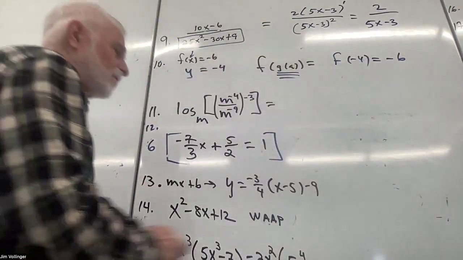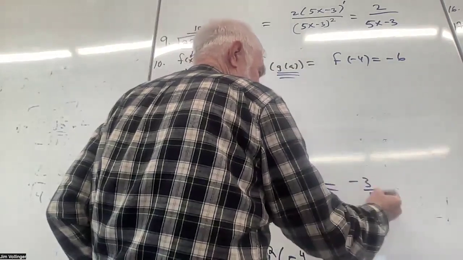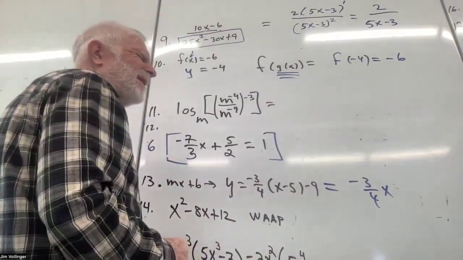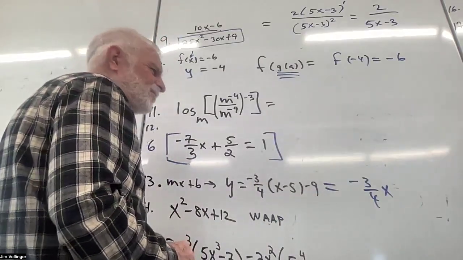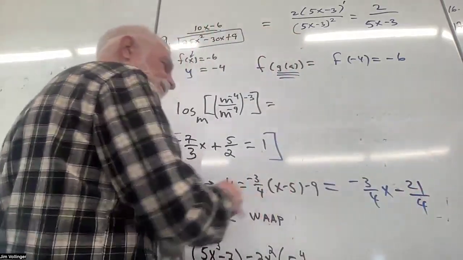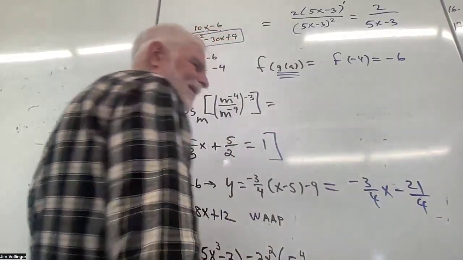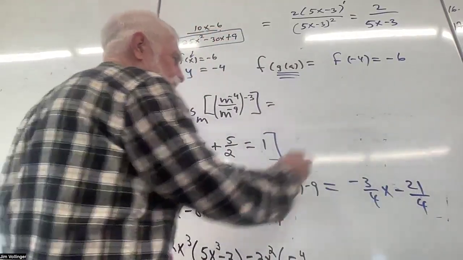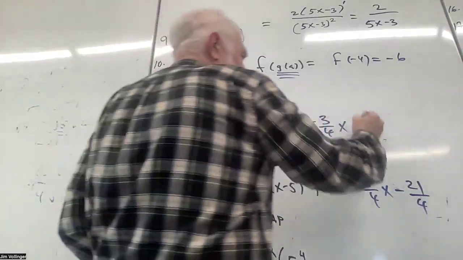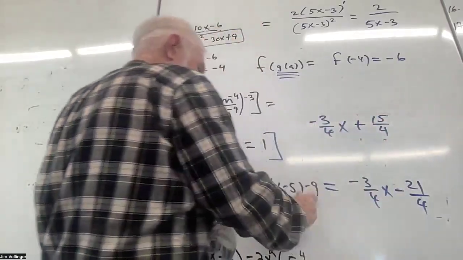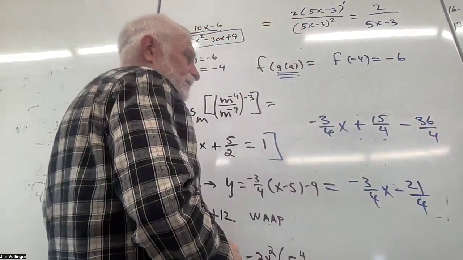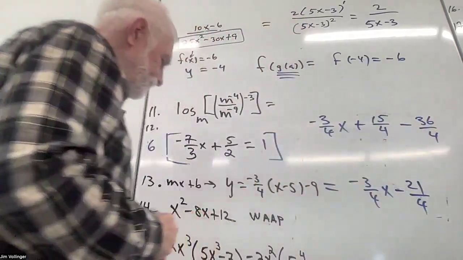mx plus b. I like doing these in my head too, for practice. All right, so that's going to get me positive 15 minus 36. 15 minus 36 is minus 21. Minus 21 over 4, I think, is my answer. But this is another one where talking to you, I make careless errors. So minus 3/4 x, let's check it. Let's say I'm done the test. I'm done. Positive 15/4 minus 36/4. 15 minus 36 is minus 21. I'm feeling better now.